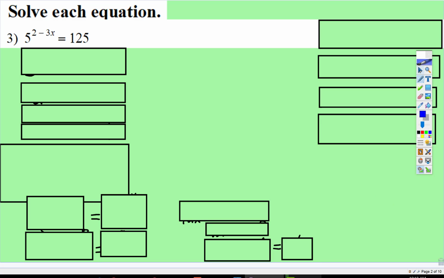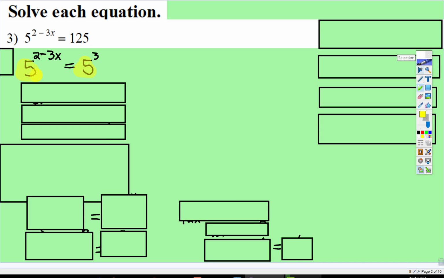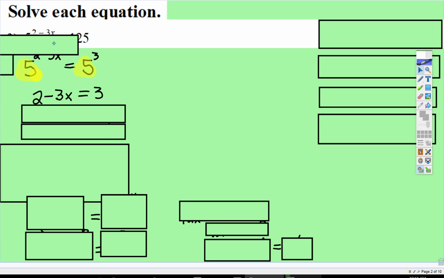So here's an example. Number 3: 5 raised to the 2 minus 3x is equal to 125. Well, 125 is a power of 5. 125 is 5 cubed. On the other side, we have 5 raised to the 2 minus 3x. Well, once these base numbers are the same, you can ignore them, and you set the exponents equal to each other. So 2 minus 3x is equal to 3. Well, that's kind of a no-brainer.